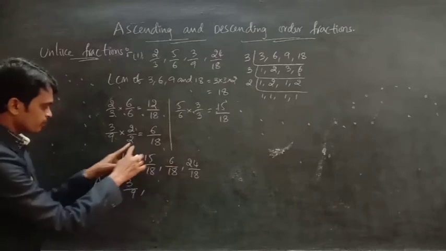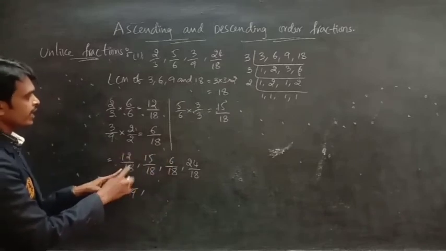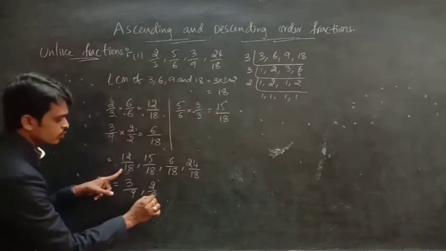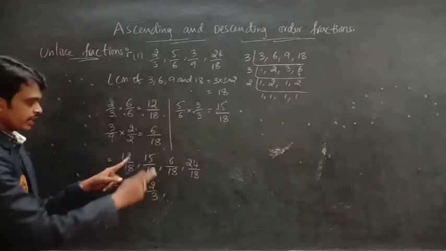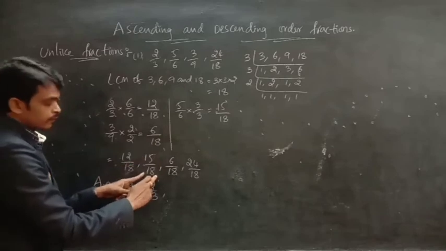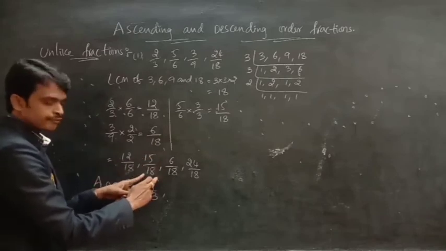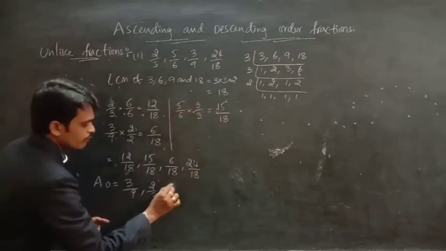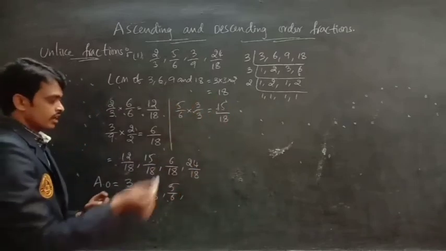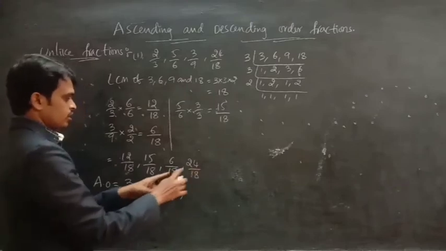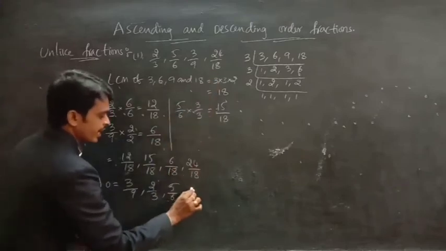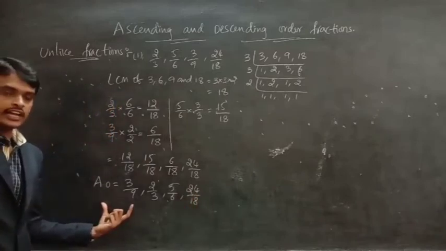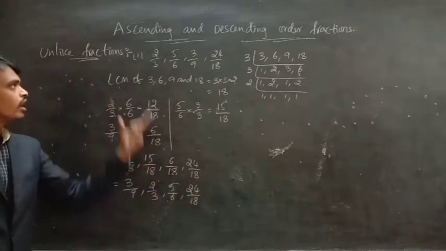After 6, 12 by 18. 12 by 18 belongs to which fraction? 2 by 3. Next, 2 by 3. Next, the biggest fraction is 15 by 18, so 15 by 18 belongs to 5 by 6. Next, 24 by 18. So like this we will write the ascending order of unlike fractions.